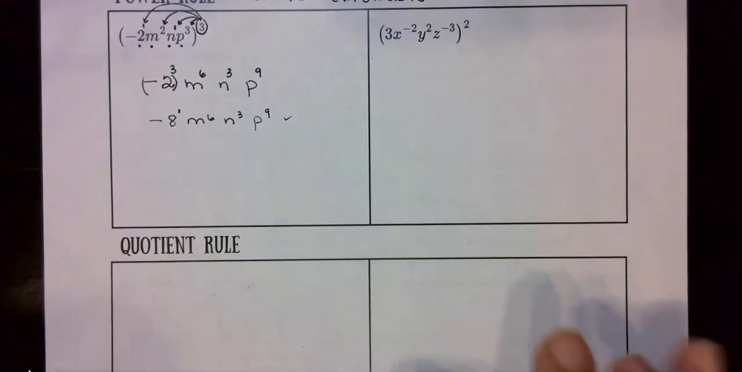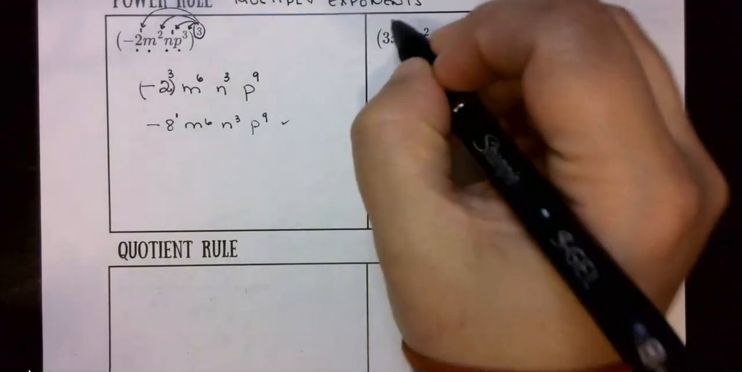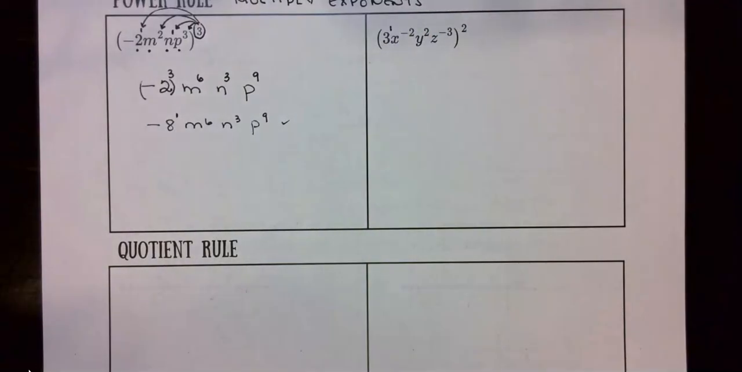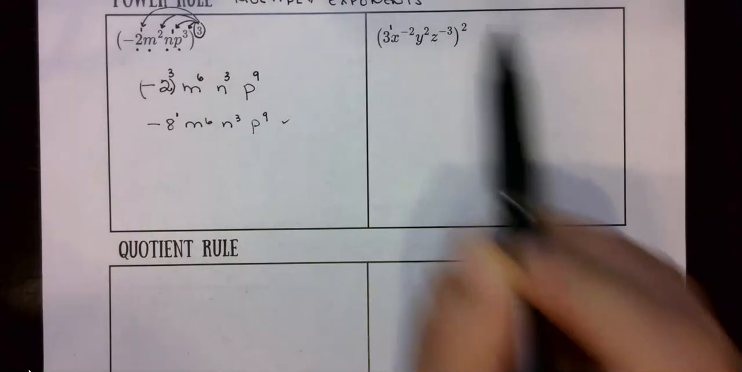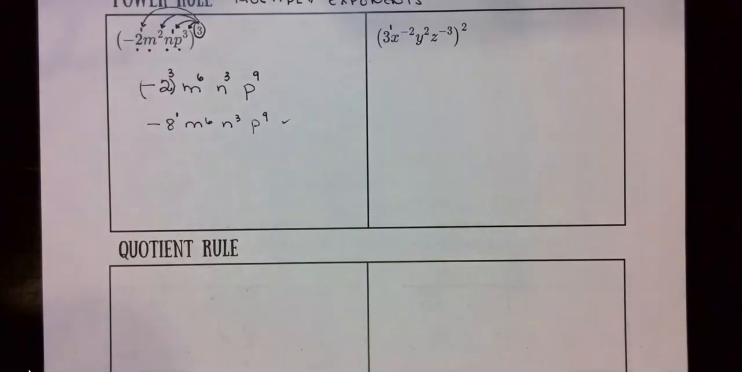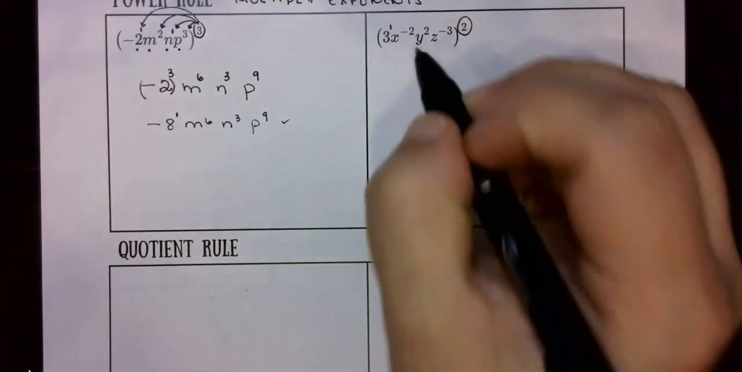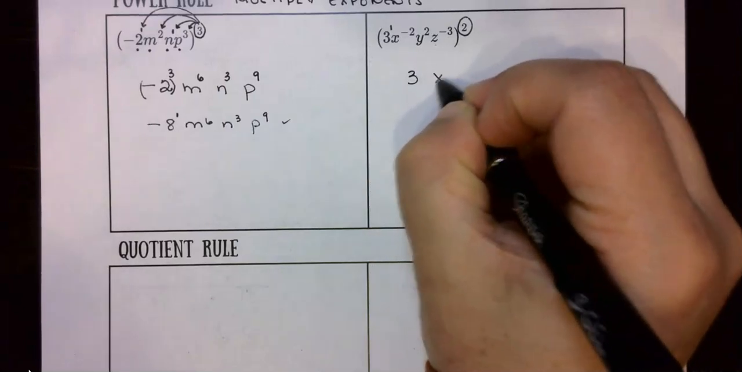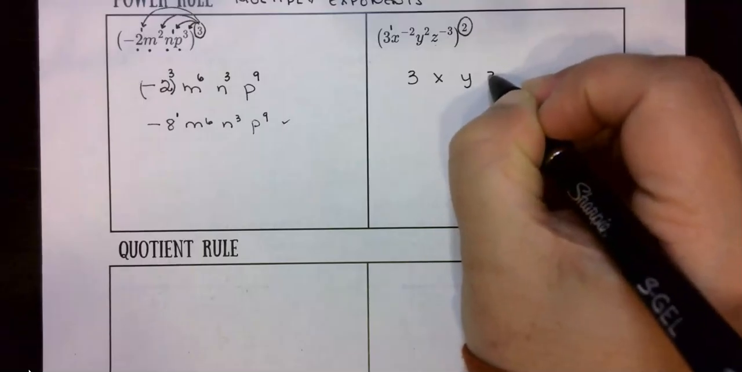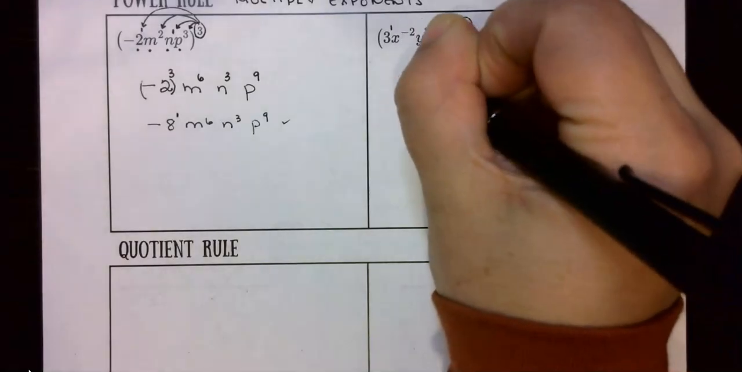All right, let's look at this one right here. Notice it's very similar. So the 3 does not have an exponent, so give it a 1. The x has a -2, the y has a 2, the z has a -3. So everything inside the parentheses has an exponent. So we're going to take this 2 on the outside and we're going to multiply. Now before I do, I'm going to write down 3, x, y, and z. And if you want to, go ahead and put parentheses around the 3.